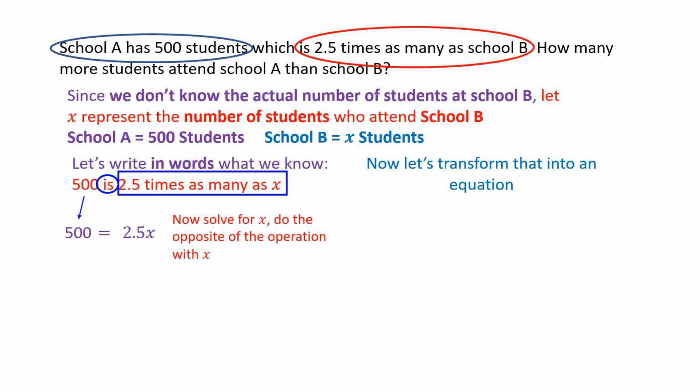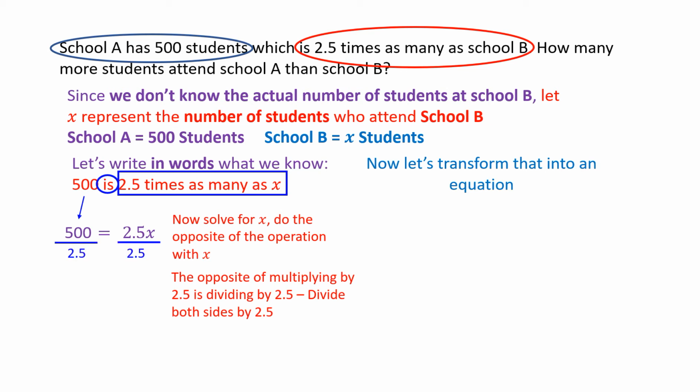Now we're going to solve for X. We're going to do the opposite of the operation that's with X. So what's with X? 2.5 is multiplied to X. And if you remember your fact families, if 2.5 times X is 500, then 500 divided by 2.5 will give us X. And that's exactly what we're going to do. The opposite of multiplying by 2.5 is dividing by it. So we'll divide both sides of the equation by 2.5. 2.5 divided by 2.5 is 1, so we're left with just X. We get X equals 200.